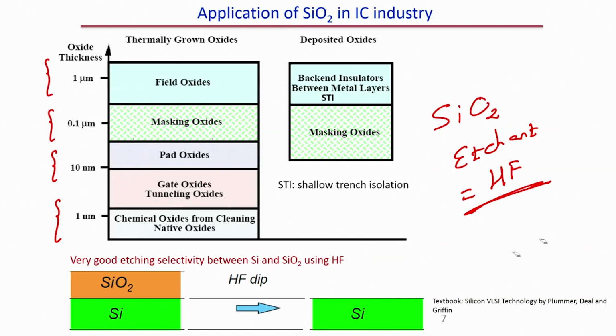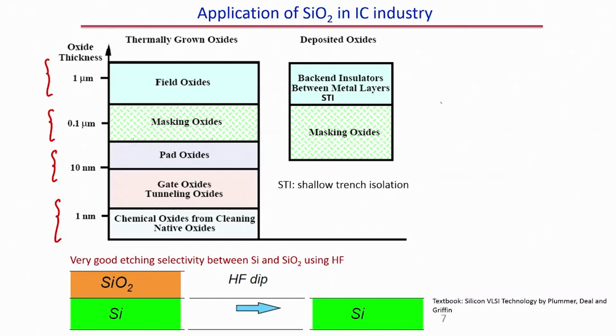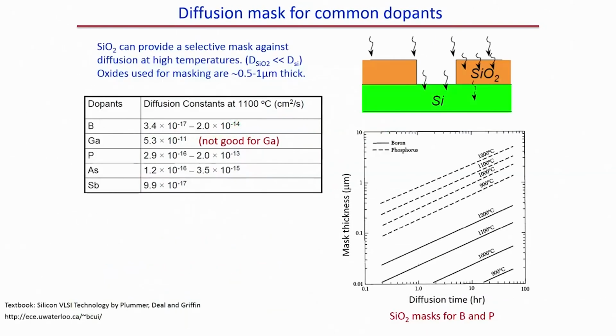Now, in common laboratory practice we use buffered hydrofluoric acid, instead of HF we use BHF for etching silicon dioxide. Okay, guys. So, you need to understand and remember that for etching silicon dioxide we use buffered hydrofluoric acid in practical applications.